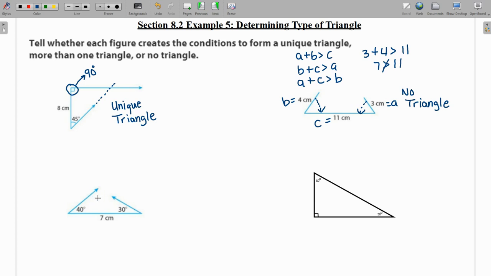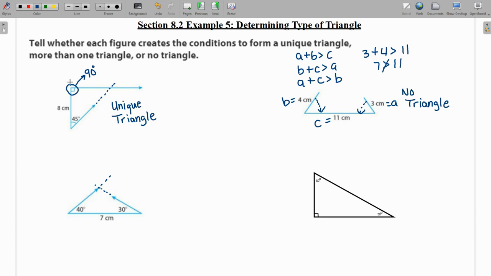Now, in our third example down here in the bottom, we're given a side length of 7. We're given one angle of 30 degrees, and another angle of 40 degrees. As you'll see, the side length of 7 is a part of the 40 degree angle and a part of the 30 degree angle, so we call this side length an included side. Now, if I were to take these lines and extend them out like so, you would see that I would have some kind of triangle. So no triangle is not going to be one of our options.